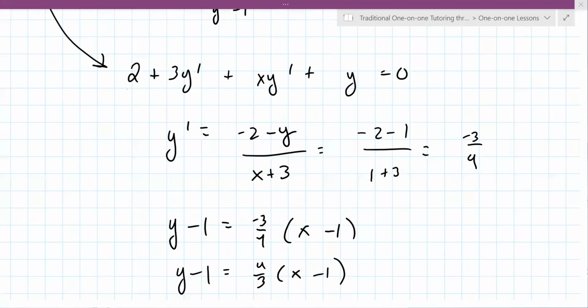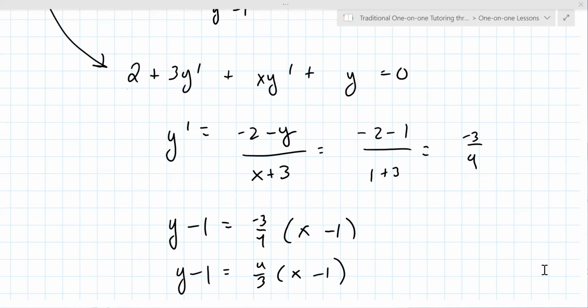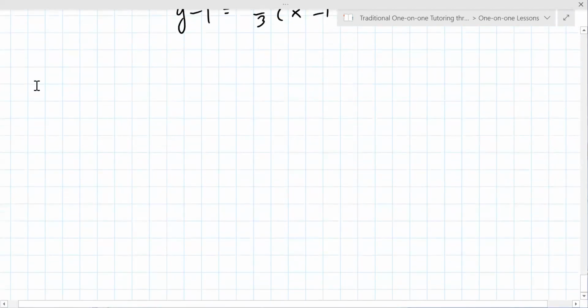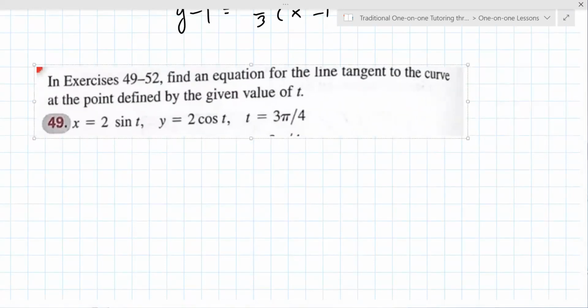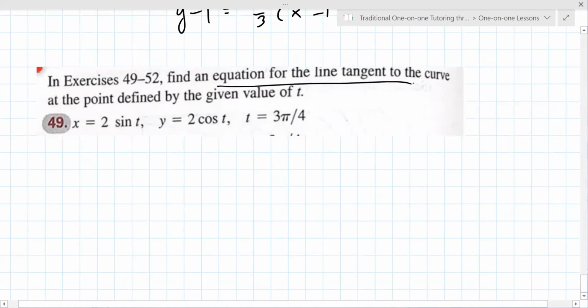Okay, so now it's similar, number 49. I have to remember to copy the instructions in. So it's a tangent line again on these, but they're giving you parametric equations. So it says find an equation of the tangent line at the given value of t.